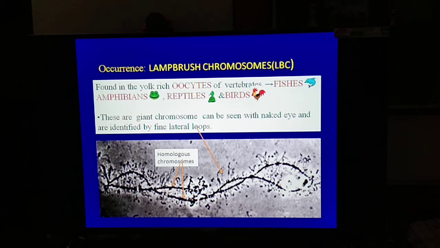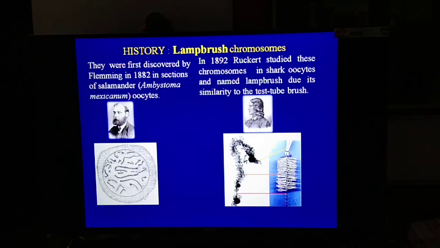What is the history of these Lampbrush chromosomes? They were first discovered by Fleming in 1882 in sections of salamander, Ambystoma mexicanum oocytes. In 1892, Rückert studied these chromosomes in shark oocytes and named them lampbrush due to their similarity to the test tube cleaning brush.